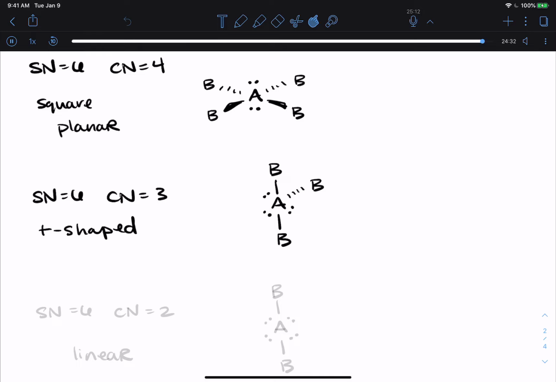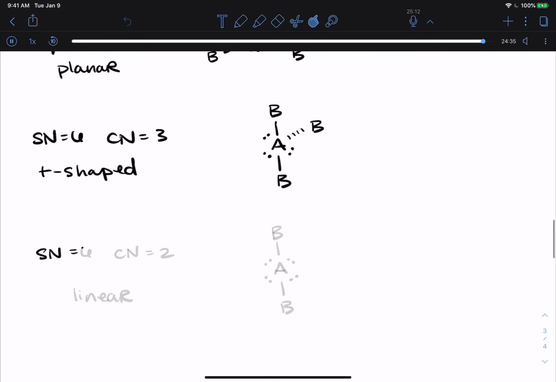And the last one will be super fast. Steric number 6, coordination number of 2. If I start with my central atom and let's say put a lone pair going back, the second one is coming out, completely opposite it. Third one, doesn't matter, so we'll put it around the middle going back. So my fourth one has to be coming out 180 degrees away from it. I'm left with these two positions 180 degrees away from each other. So my shape here is linear.